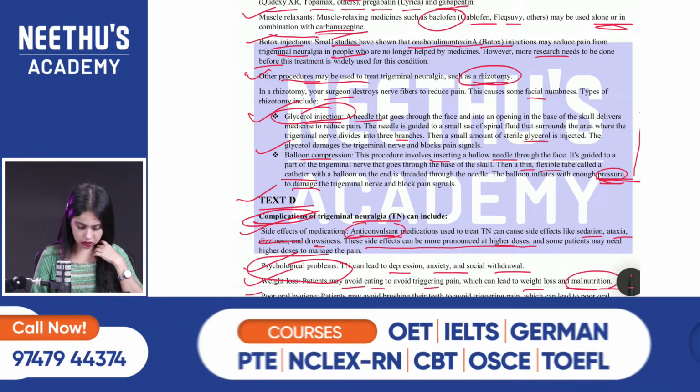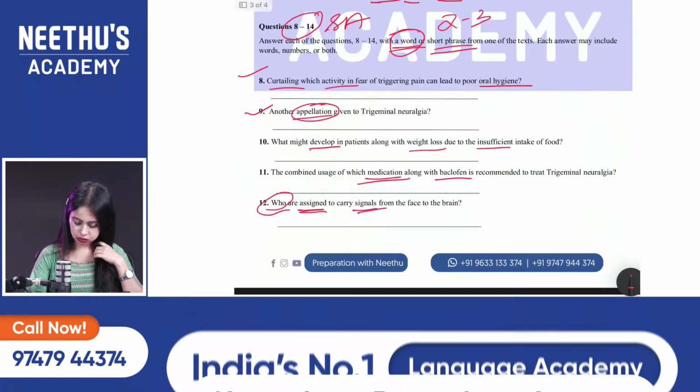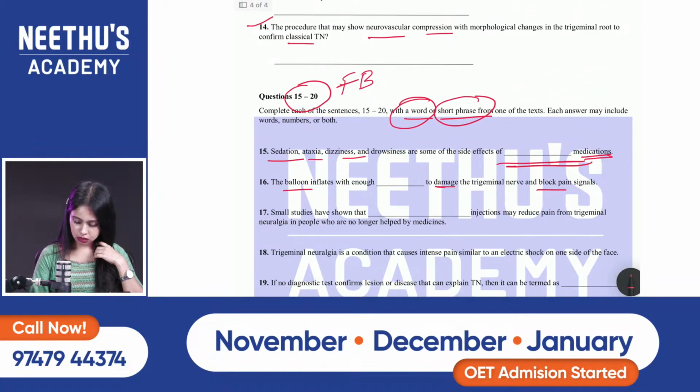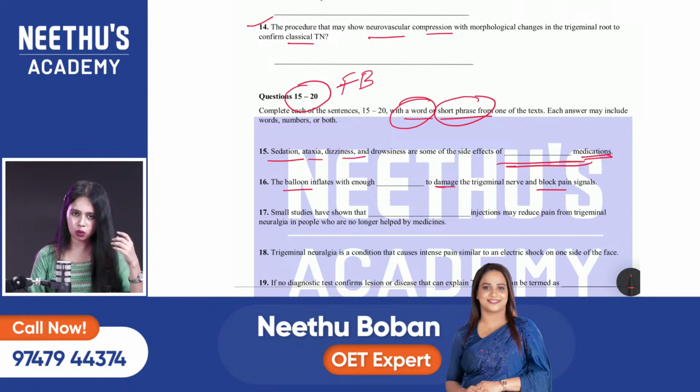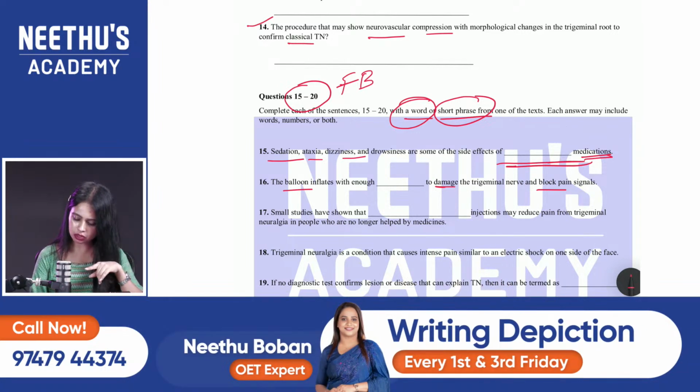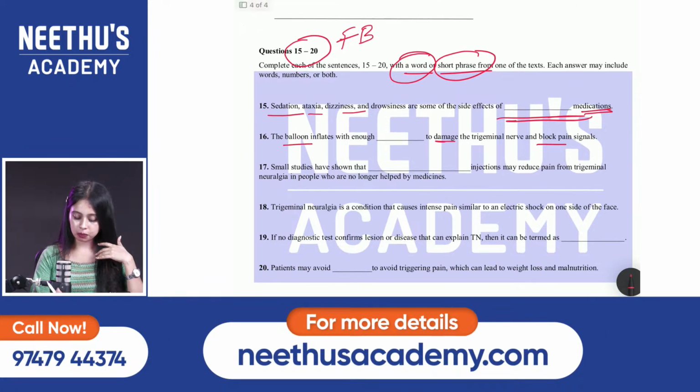Okay, Vineet, you ask whether medication needs to be written or not. Where? Question number 15 now. Medication is already mentioned there, so you can just write anticonvulsant. There is no need to write medication again because medications is already mentioned. So you can write only anticonvulsant. Yeah, and that is pressure here.